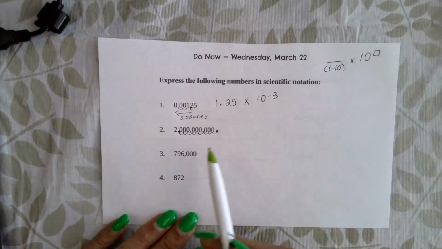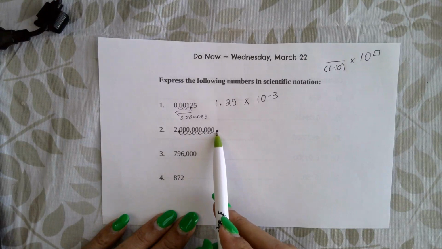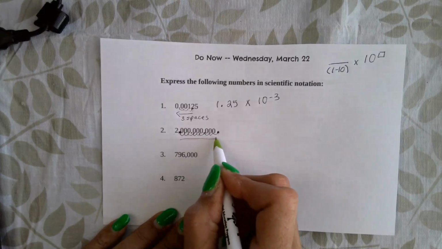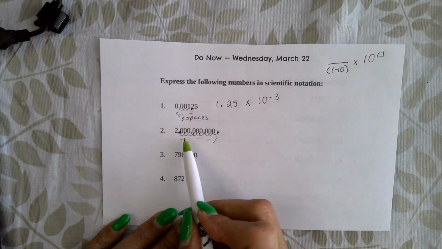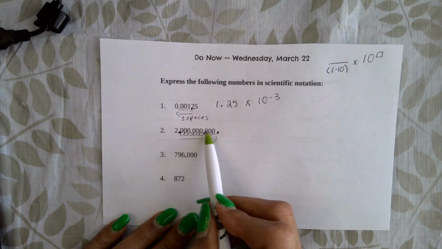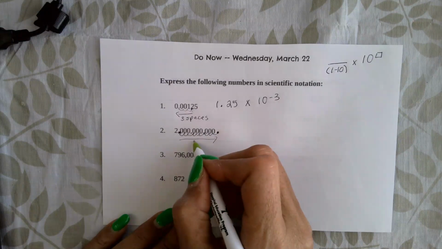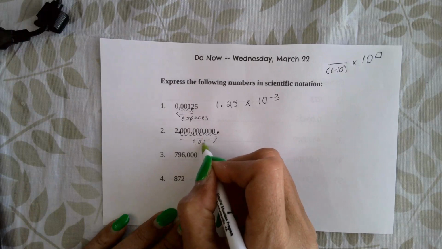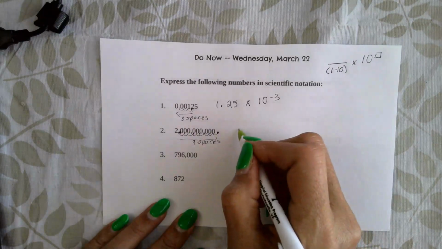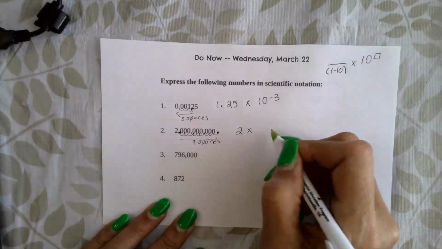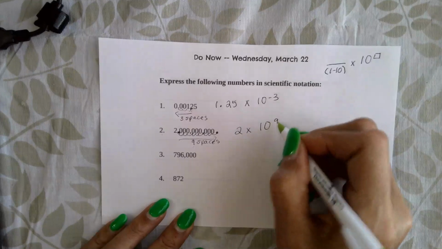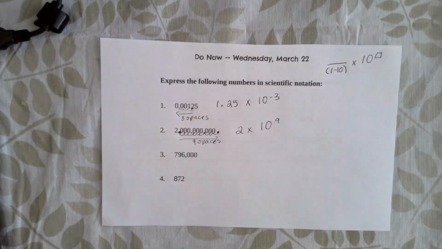Okay? So here's my decimal point, and we have to go from here to here. In this case, we're moving it to the right. How many spaces did we move it? 1, 2, 3, 4, 5, 6, 7, 8, 9. So we moved it to the right 9 spaces. So my leading number is going to be 2 times 10 to the power of 9, because we moved it to the right.